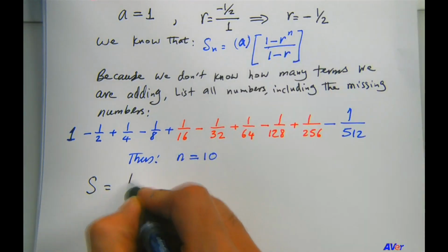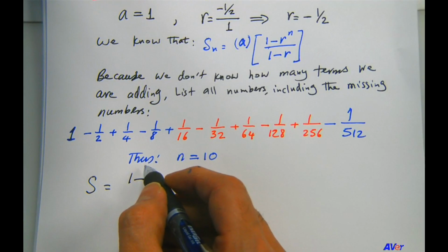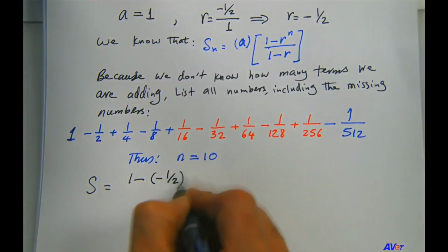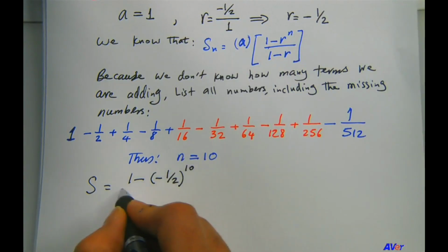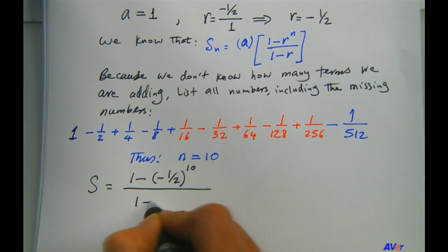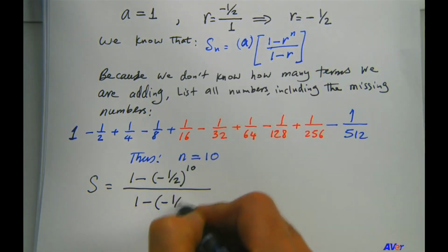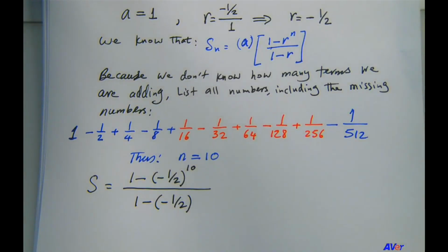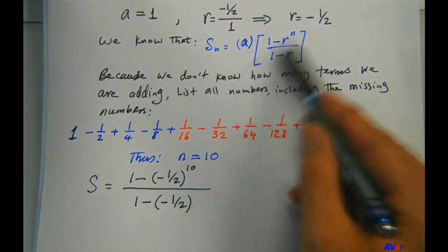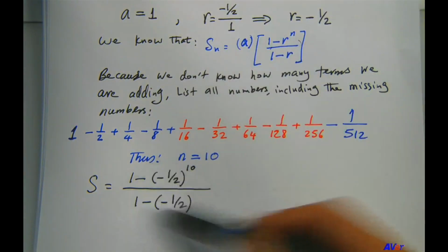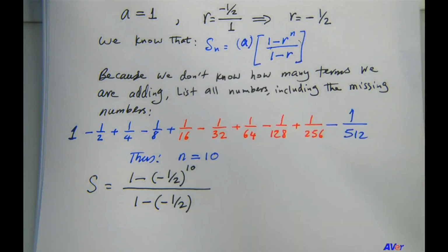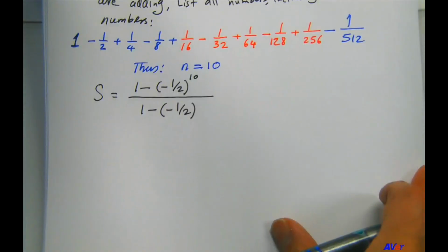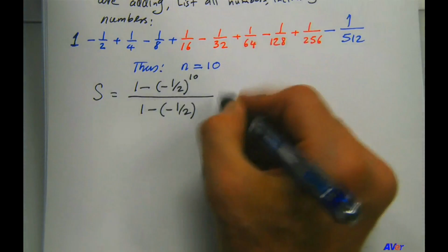So we have 1 minus the common ratio, which was negative 1/2. The power here would be 10 for all of that, divided by 1 minus 1/2, which is the common ratio, right? So I plugged into this formula with the information we have, and I left that part out because A is equal to 1, which is the first digit in the sequence. Okay, so the rest is just a matter of doing the algebra and simplifying.